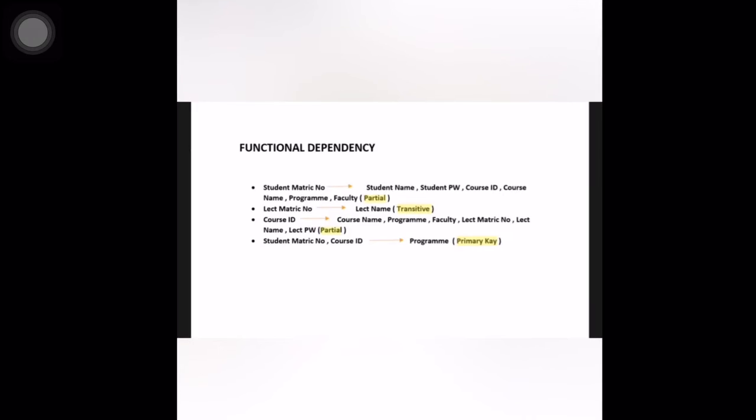Functional dependency describes relationship between attributes. Number 1, student metric number determines student name, student PW, course ID, course name, program, faculty is a partial FD. Number 2, lecturer metric number determines lecturer name is a transitive FD. Number 3, course ID determines course name, program, faculty, lecturer metric number, lecturer name, lecturer PW is a partial FD. Number 4, student metric number and course ID determine program is the primary key.